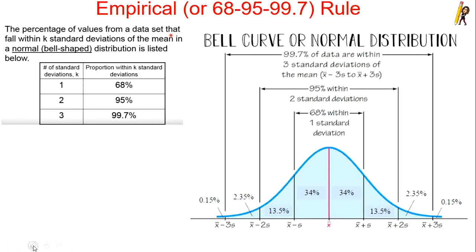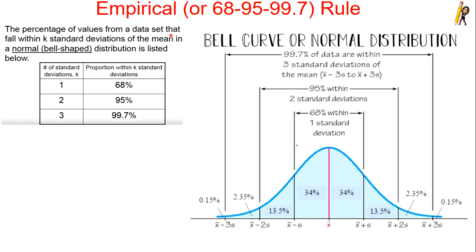So the percentages of this empirical rule are saying that for any typical normal distribution, or for any bell curve, 68% of your data should fall within one standard deviation of the mean. If it doesn't, that means you probably don't have a normal distribution or a bell curve. And then 95% of the data will fall within 2 standard deviations of the mean. And then 99.7% of your data should be falling within 3 standard deviations of your mean.